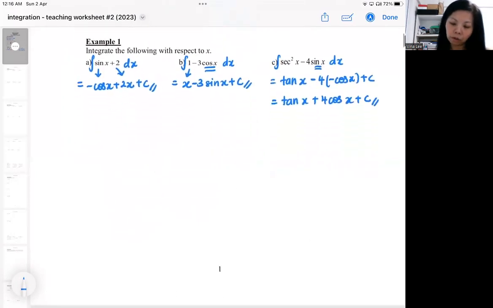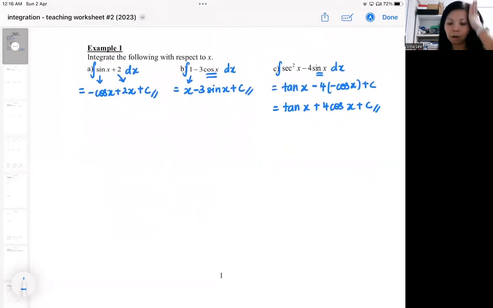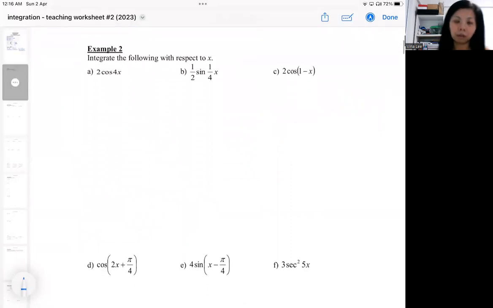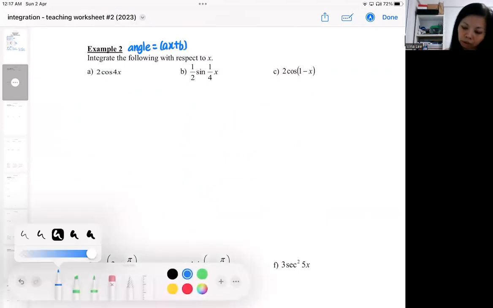Okay, so let me show you. Example 1 is more like the one where the angle is equal to x. Example 2 will be where your angle is ax plus b. When the angle is ax plus b, you will need to take note of what your a is first. It will be good that you take note of what your a is.